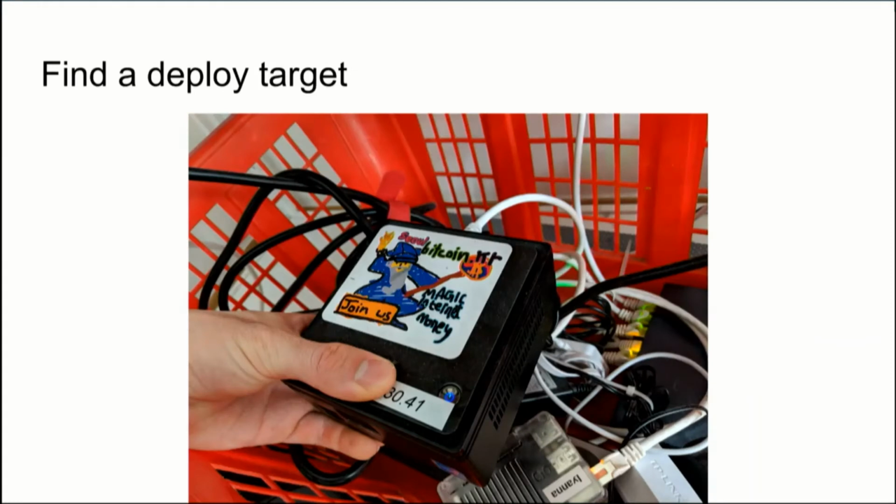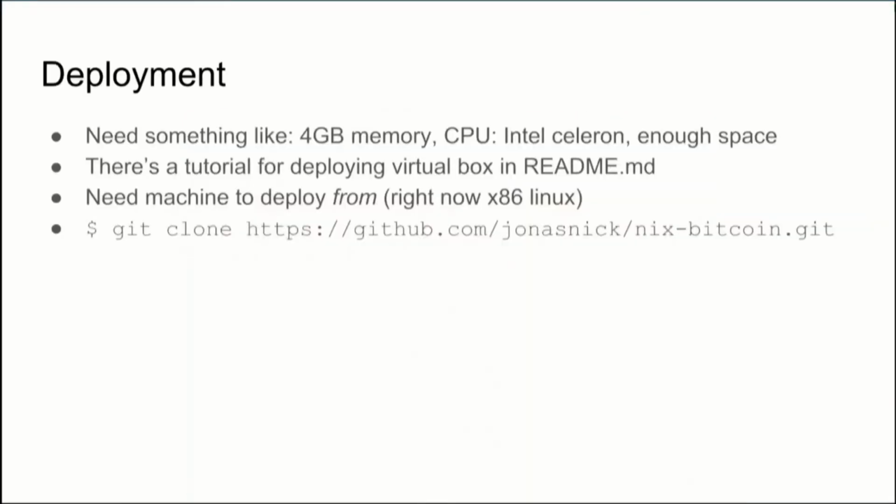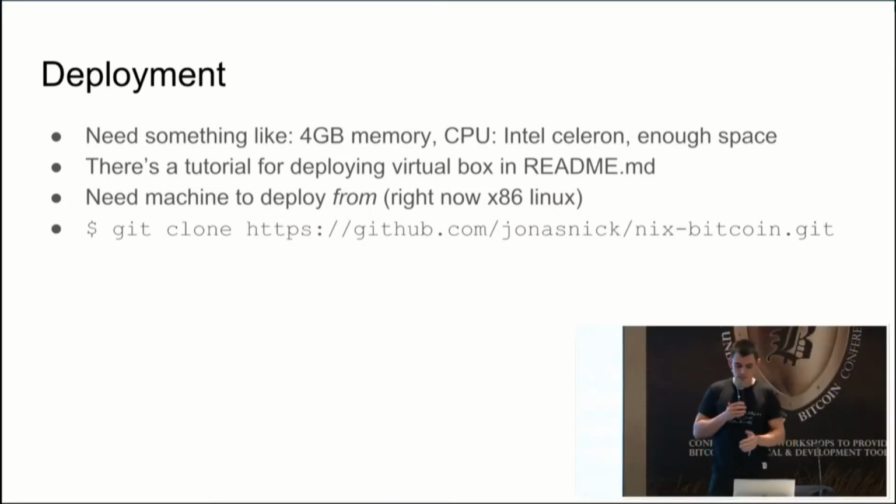So the first thing, if you want to try this out, is you need to find a deployment target. I use this thing. This is like form factor. You see my hands. It's quite small. I think it was about $300. It's from Gigabyte, but there are many companies building these kinds of machines. You would need something like 4 gigabytes of memory and something on the order of Intel Celeron and enough space depending on what you want to do.